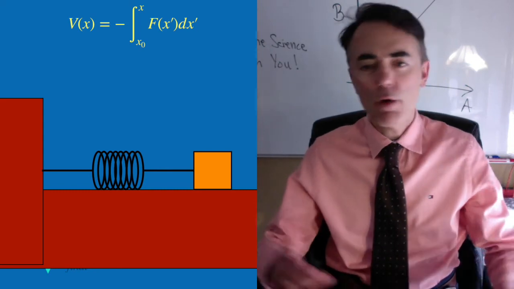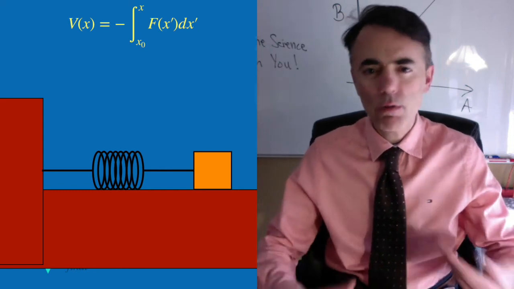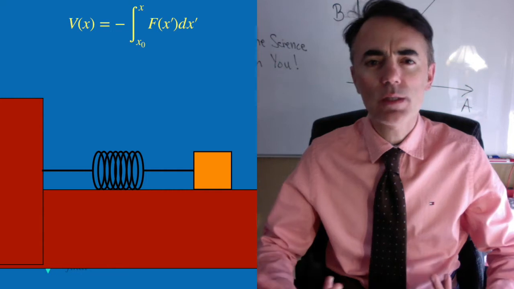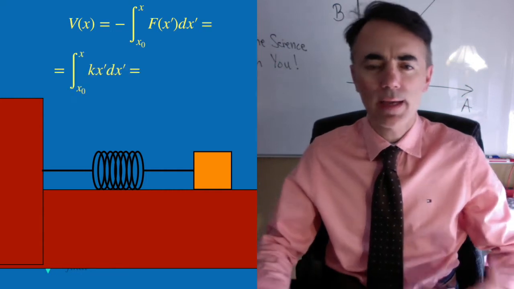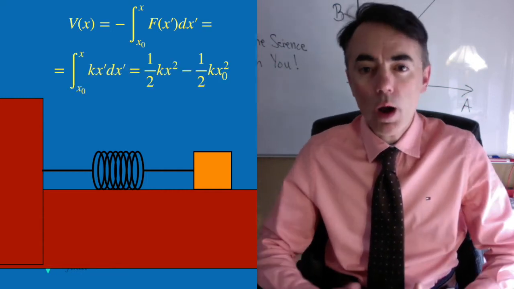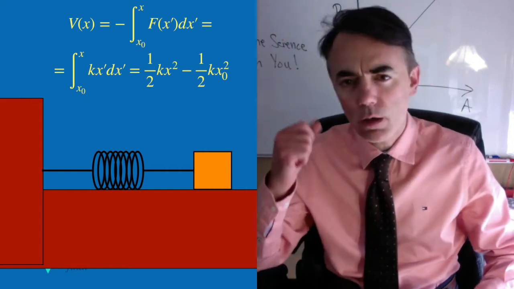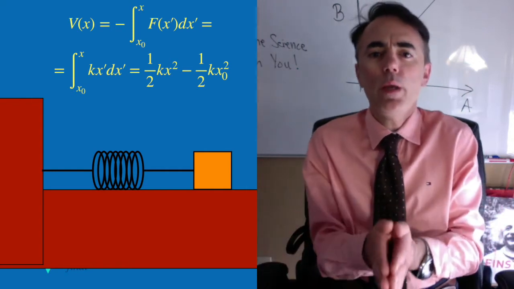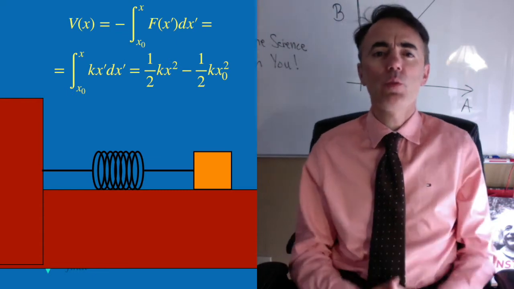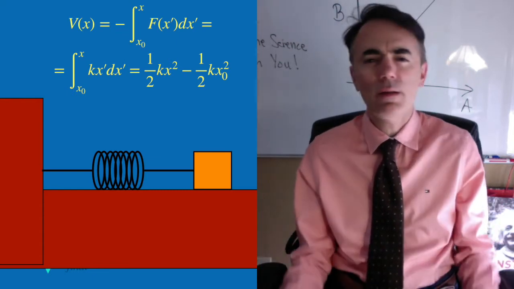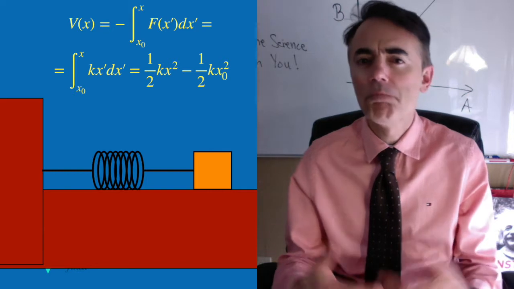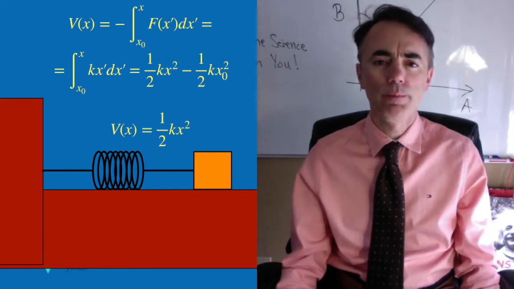Now we can integrate to get the potential energy. V of x is the minus integral of the force dx, which is the integral of kx dx, which is 1/2 of k x squared minus 1/2 of k x naught squared. Of course, we can always choose the origin of energies where we please, so we can choose it so that the constant does not appear.